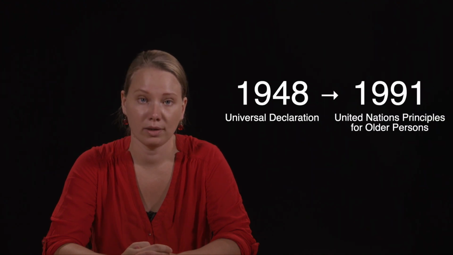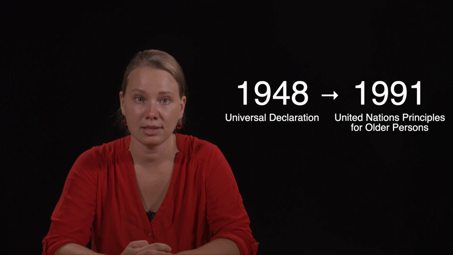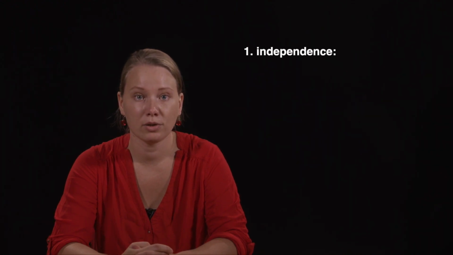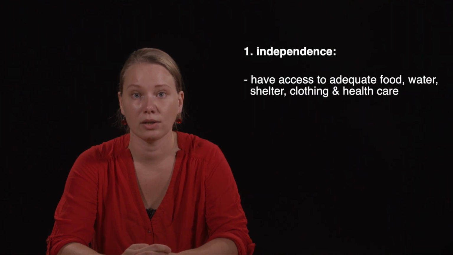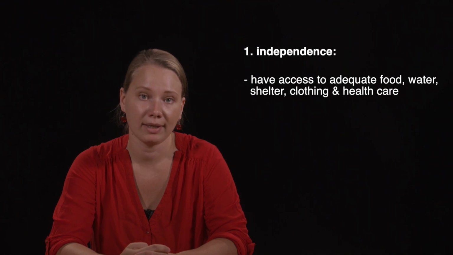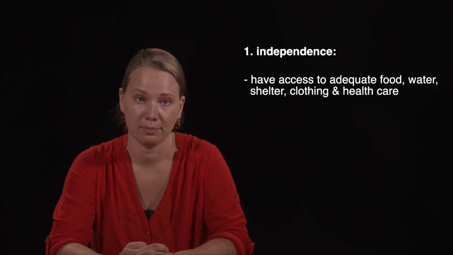In 1991, the United Nations published principles for older persons that are recommended for all governments, as the United Nations suggests incorporating those principles into their national legislation and programs. According to the principles, older people have the right to independence, which means that older persons should have access to adequate food, water, shelter, clothing and healthcare through the provision of income, family and community support and self-help.